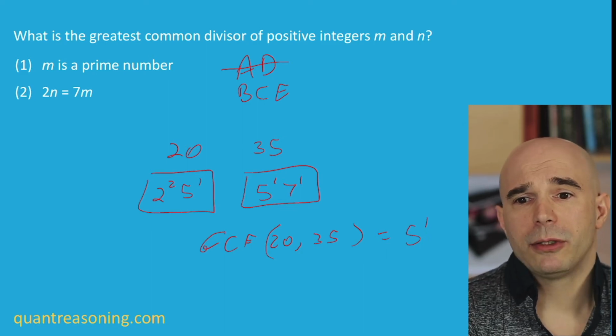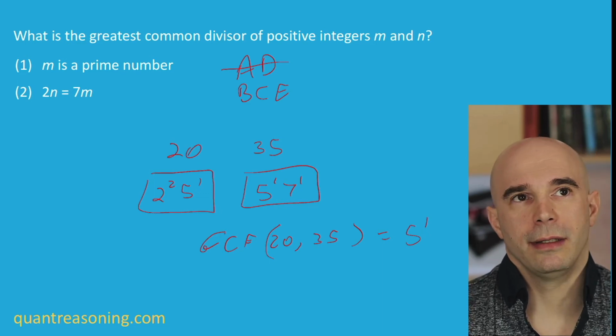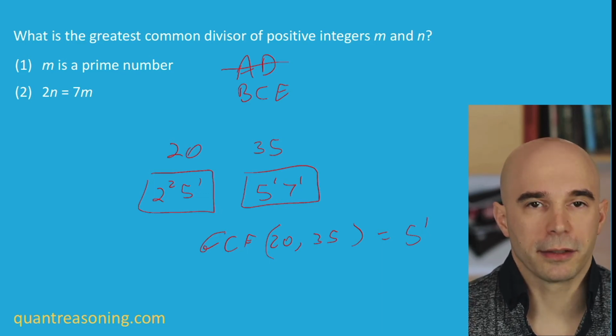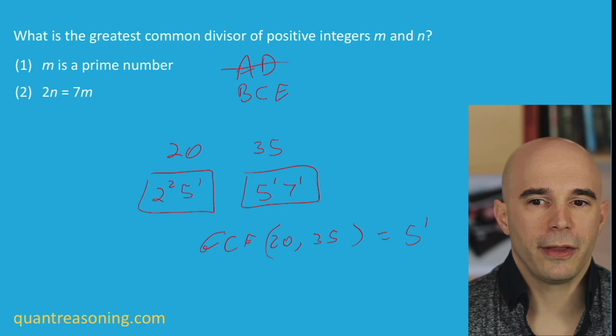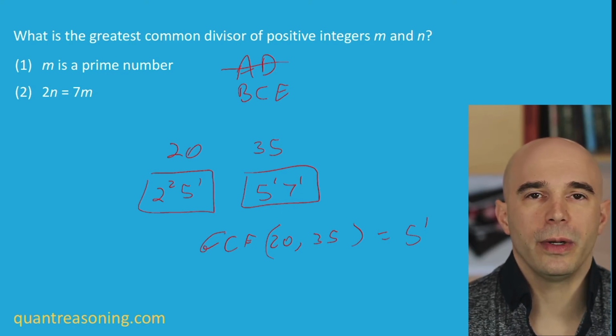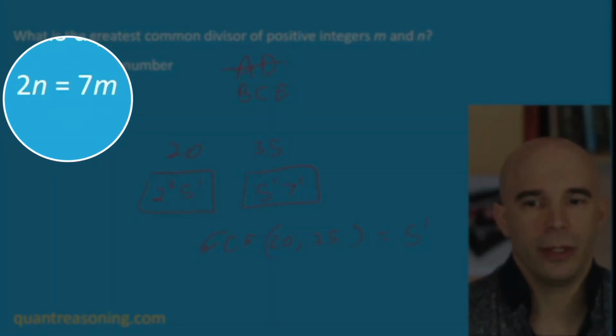Okay, statement 2 on its own is giving us a ratio. I know it doesn't look like a ratio when you glance at it, but one of the things we want to work on is translating an equation like this into a ratio. Are you able to tell me just from looking at the equation who's farther away from 0, n or m?